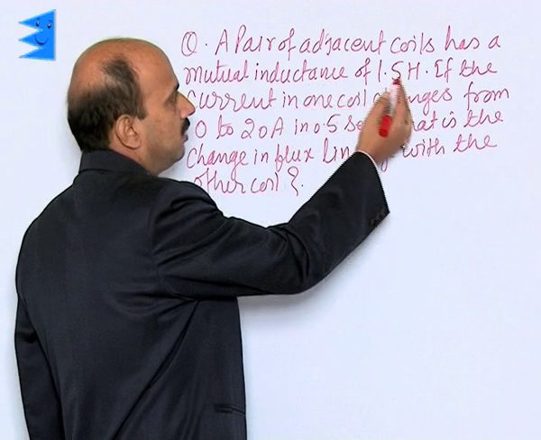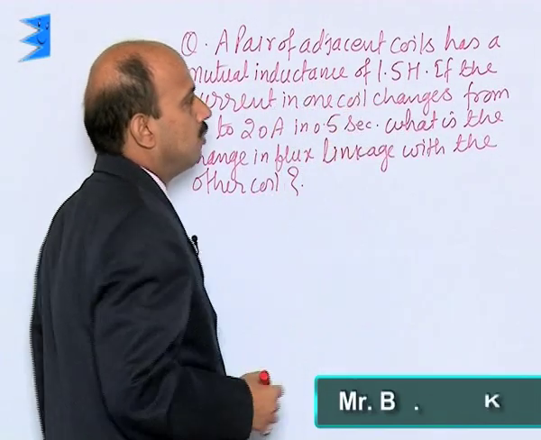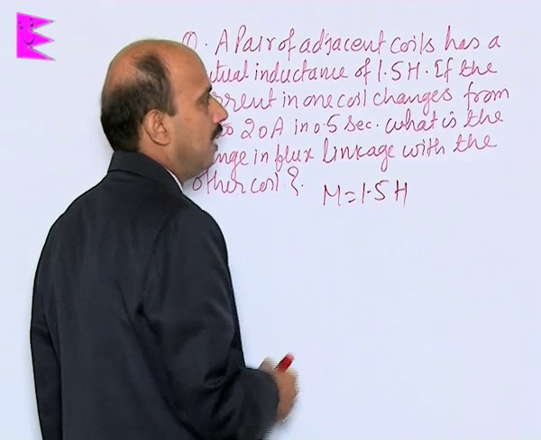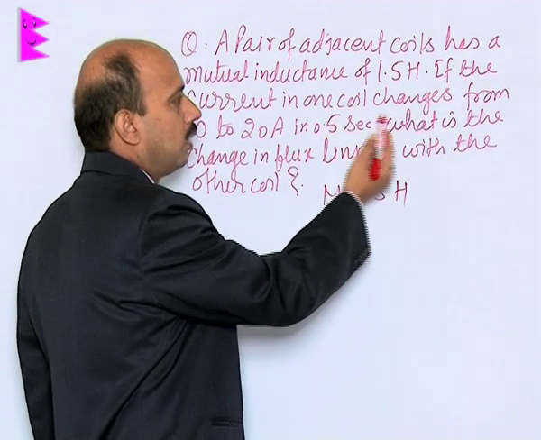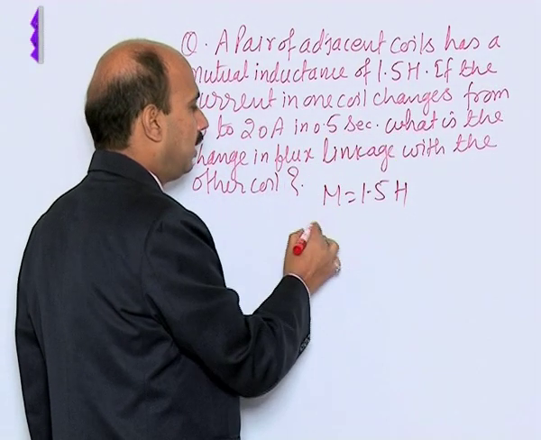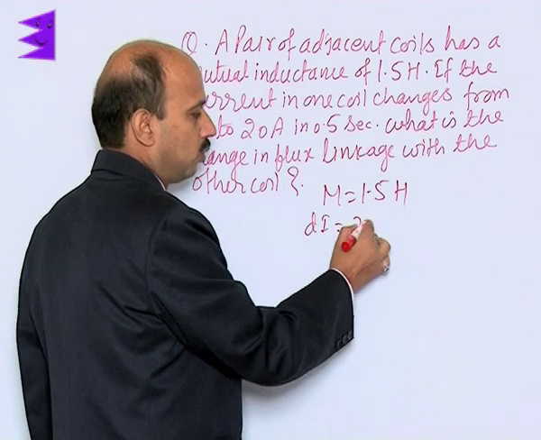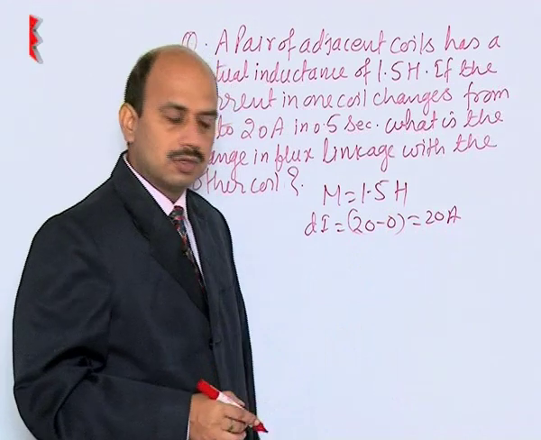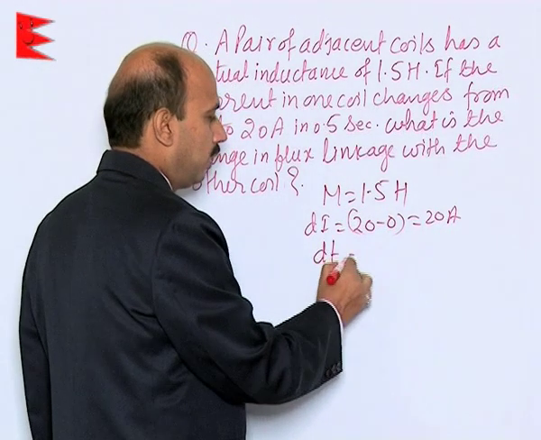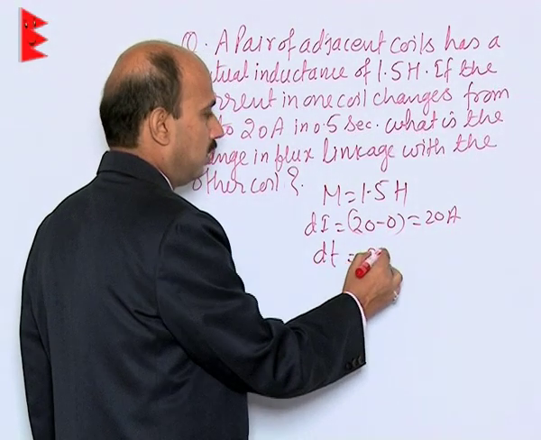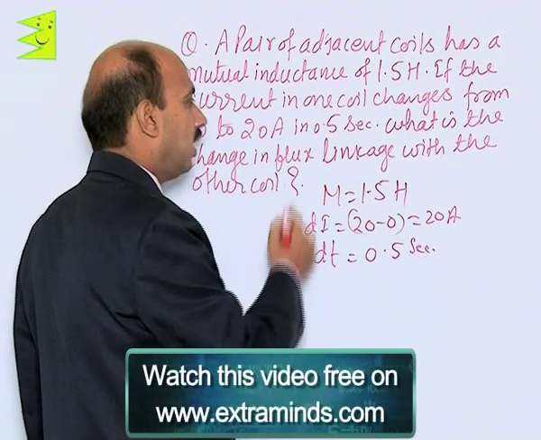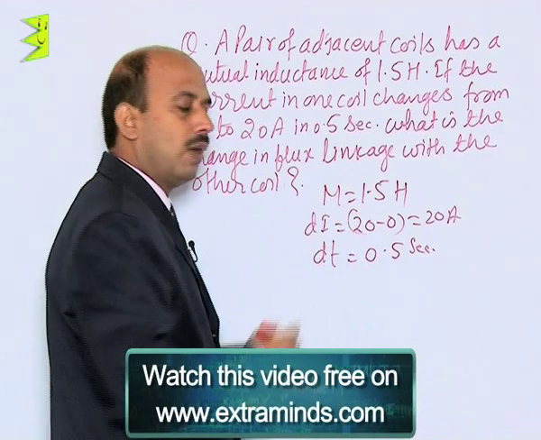A pair of adjacent coils has a mutual inductance of 1.5 Henry, that is M is equal to 1.5 Henry. If the current in one coil changes from 0 to 20 ampere, so di is equal to 20 minus 0 is equal to 20 ampere change in current. dt is given to us here, that is 0.5 second. What is the change in flux linkage with the other coil?